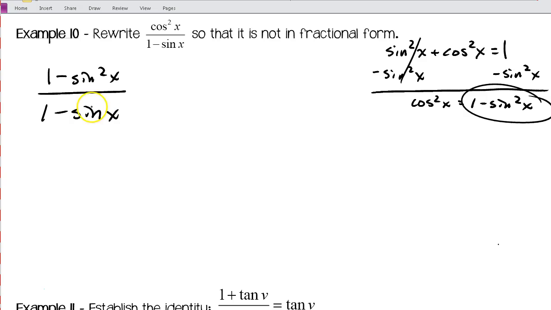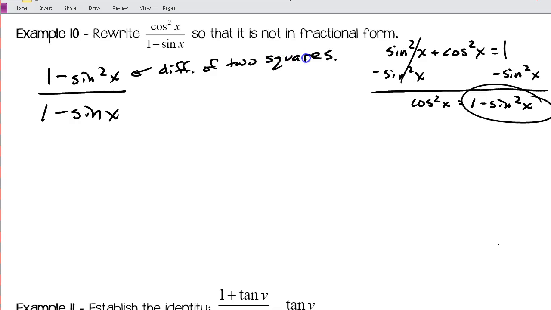Now be careful, you can't just cross out these signs and cross out those ones. It doesn't work like that. If it was multiplication, you could, but it's not. But what I do have here in the numerator is a difference of two squares.